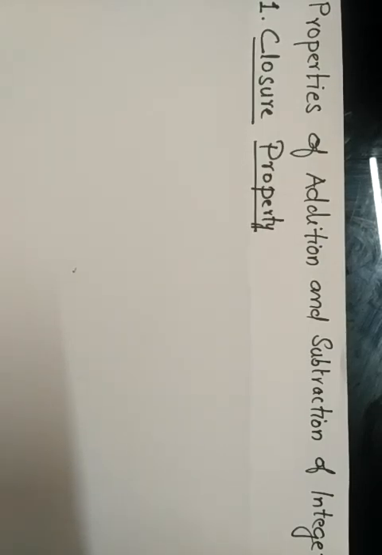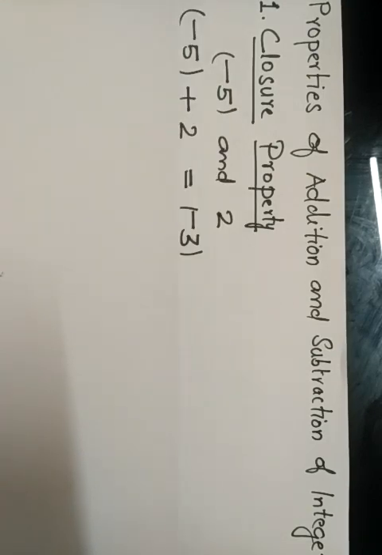Let us consider two integers, -5 and 2. We can add them. That is -5 plus 2. We know what it is. -5 plus 2 is equal to -3. If we took any other two integers, for example 3 plus -1, what will be the answer? 2. Like that, if we add any two integers, the sum is also an integer.